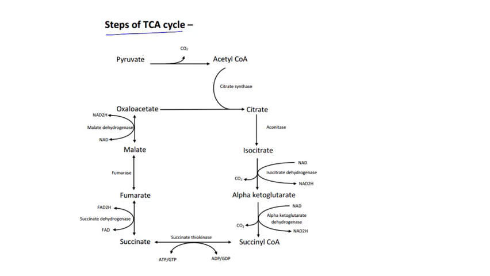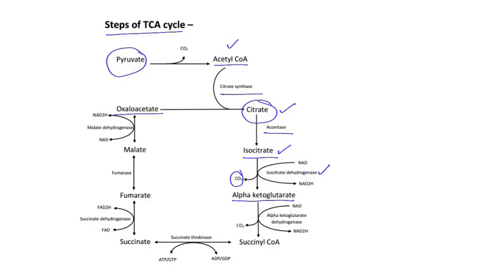From the oxidation of pyruvate, acetyl-CoA is produced. This acetyl-CoA joins with oxaloacetate and produces citrate in the presence of the citrate synthase enzyme. This citrate produces isocitrate with aconitase. This isocitrate produces alpha ketoglutarate by the presence of isocitrate dehydrogenase. Here, one molecule of carbon dioxide is removed and one NAD molecule is reduced.